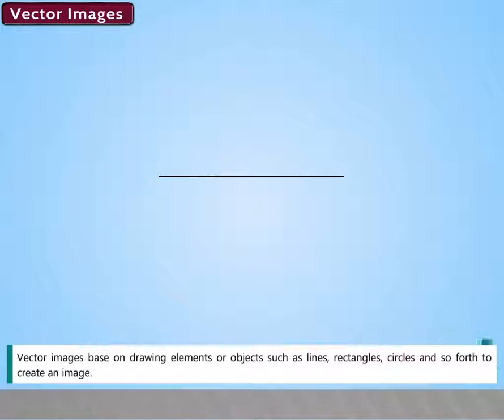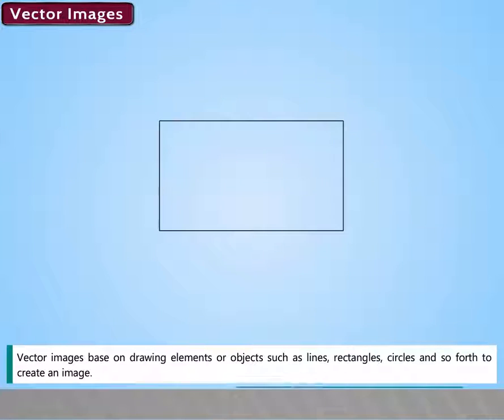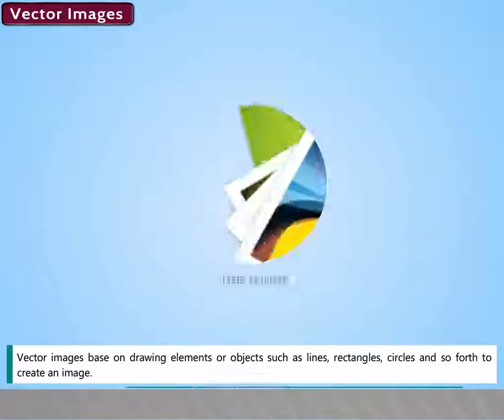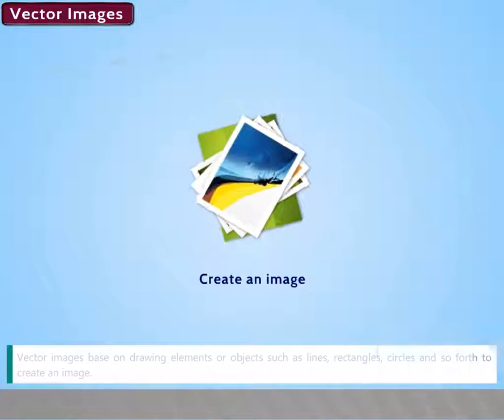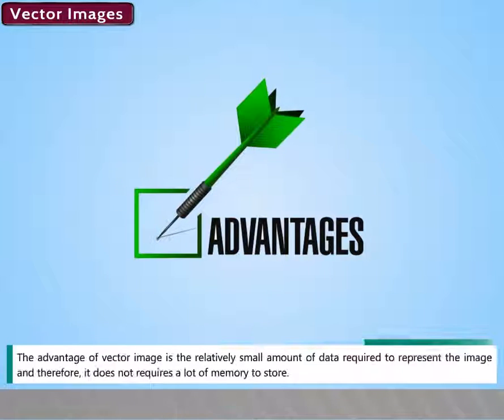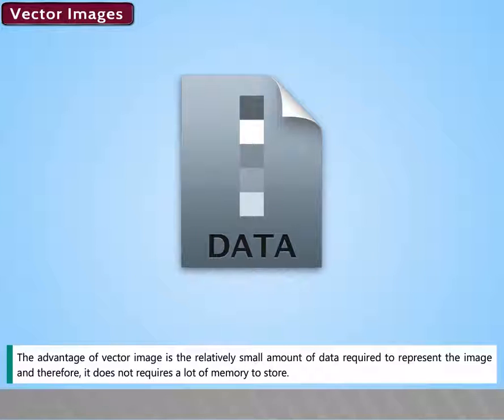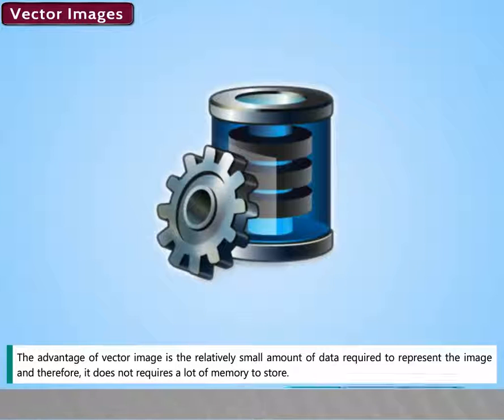Vector images. Vector images are based on drawing elements or objects such as lines, rectangles, circles, and so forth to create an image. The advantage of vector images is the relatively small amount of data required to represent the image, and therefore it does not require a lot of memory to store.